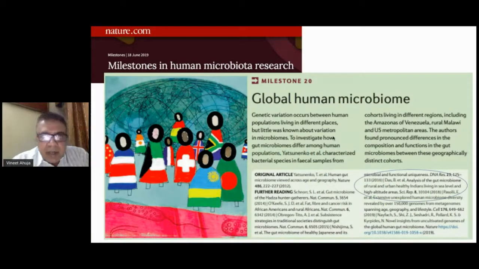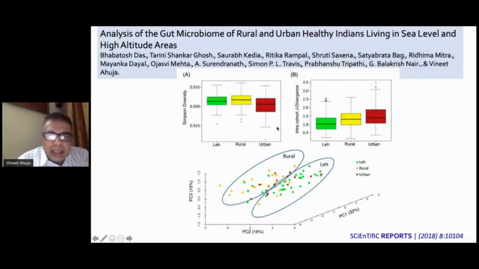In fact, one of our papers, which was also quoted as a milestone in human microbiota research by Nature, showed that even amongst the healthy population, people with no disease but living in different habitats, people living in rural areas, people living in urban areas, and people living in Ladakh. Why Ladakh? Because in Ladakh we had not seen too much inflammatory bowel disease. So we wanted to see what kind of microbiome is out there.